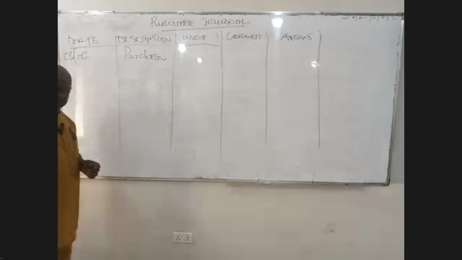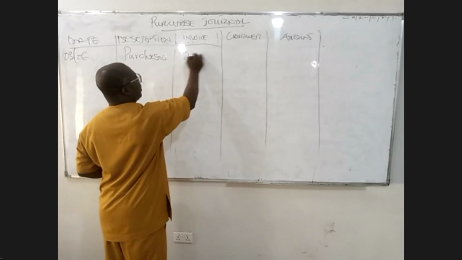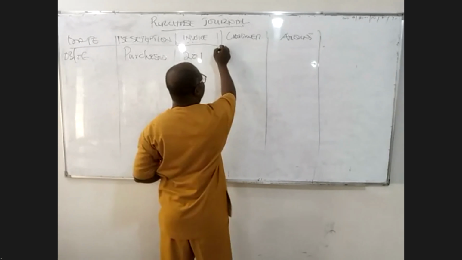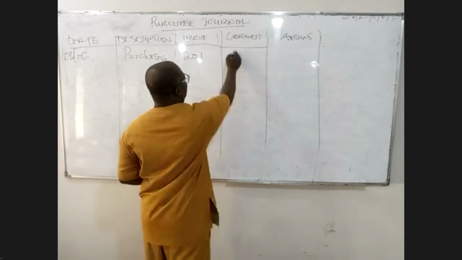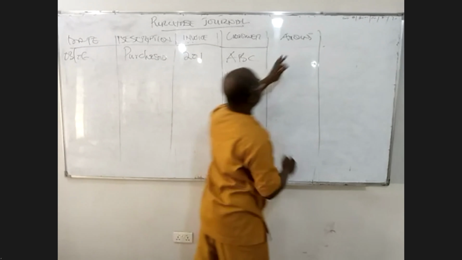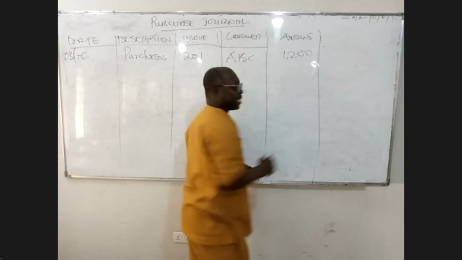Purchases. The invoice is what? 201. The supplier is A, B, C, and then the amount is 1,200. You see that it's very easy.